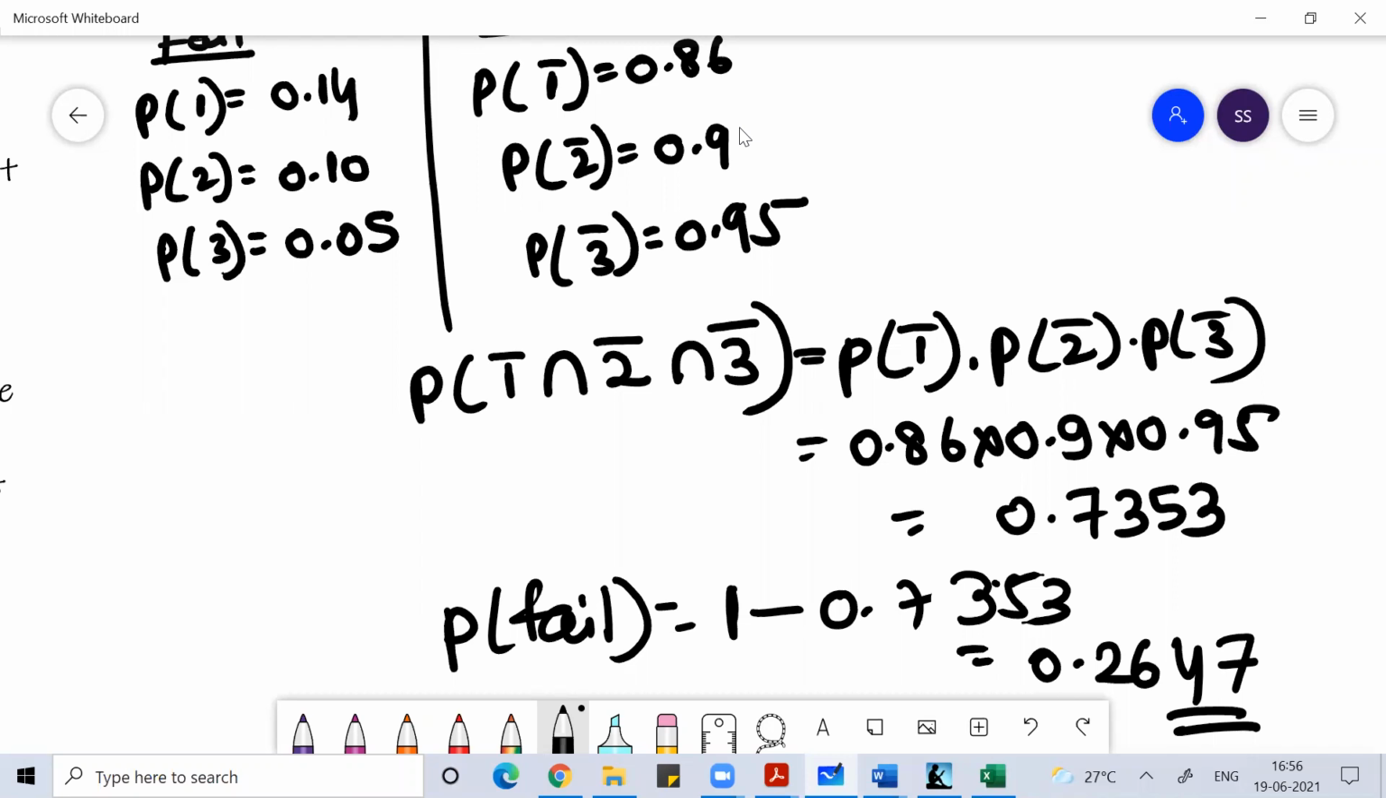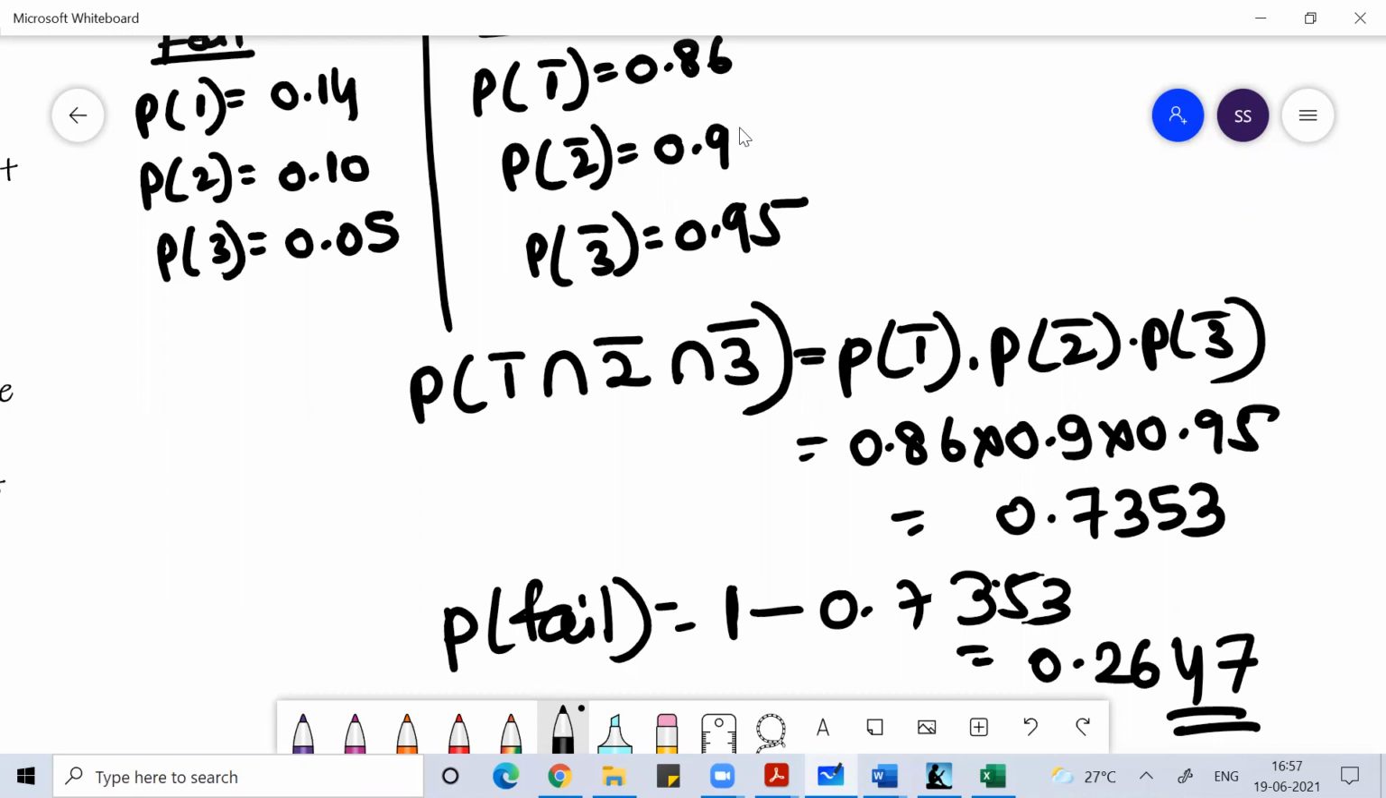Any doubt, anyone? So the machine will work only when all the three components are working. All three components should work simultaneously. If any of the components is not working, the machine will not work. So I hope you understand me.